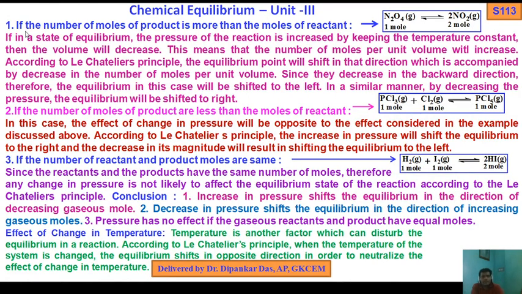Number 1, if the number of moles of products is more than the moles of reactant. You see here N2O4 is 1 mole, and 2 NO2 is 2 moles. So the number of moles of product is more.